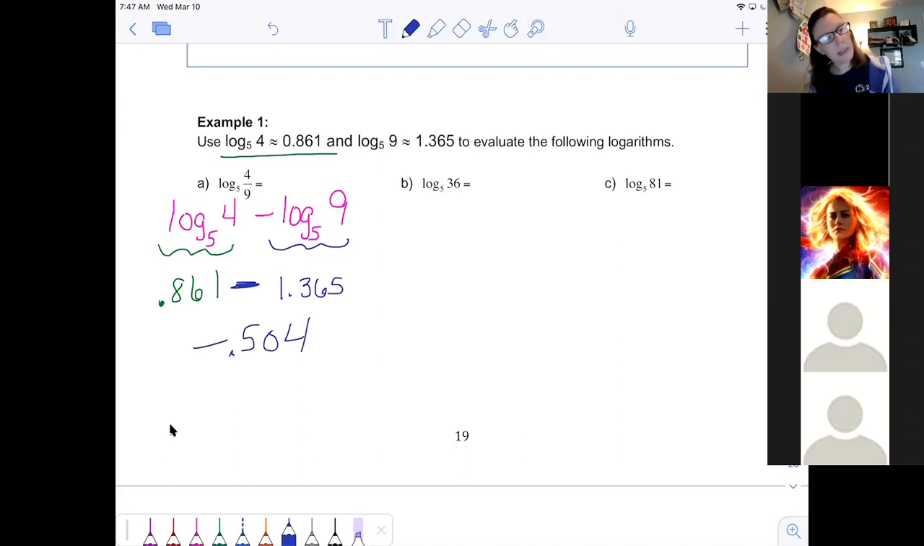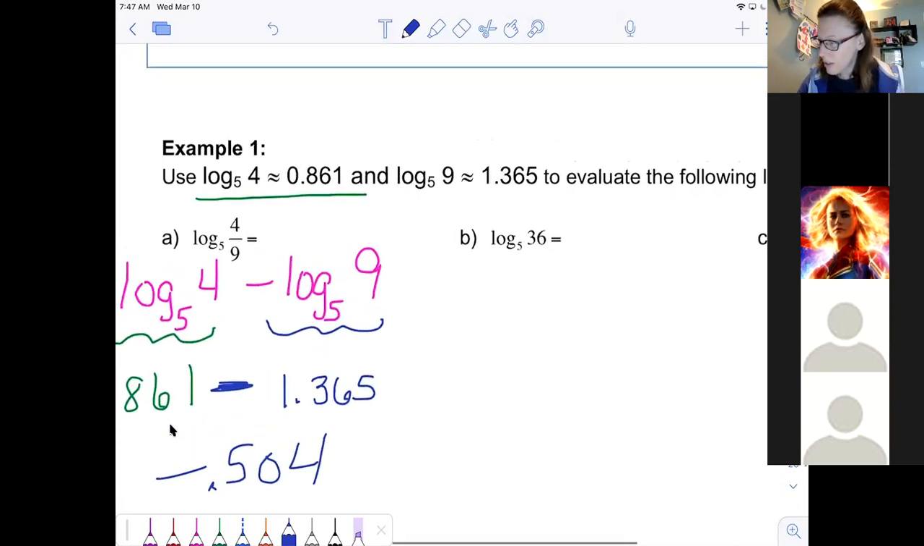So let's look at letter B. We have the log base 5 of 36. Now, our goal is to take that 36 and rewrite it or change it. And we want to change it so that we have the numbers 4 and 9, because we're going to try and use the numbers they give us in the problem. So Faith, how could we rewrite 36?